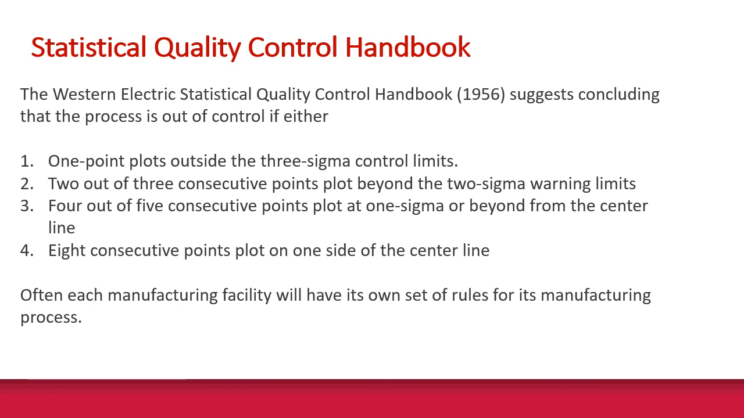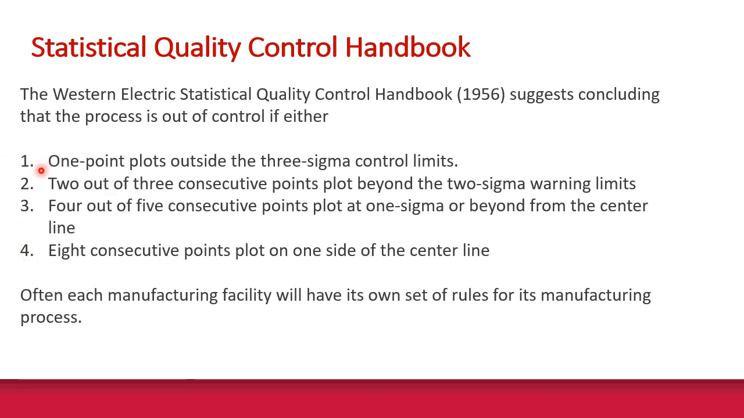There's a lot of, again, a lot of theories on what's the best way to go here, and it depends on what book you look at. One kind of standard book is from Western Electric Statistical Control Manual back in 1956, which again is over 50 years ago, but still has some very good stuff in it. It suggests that a process is out of control if you have any one of these conditions.